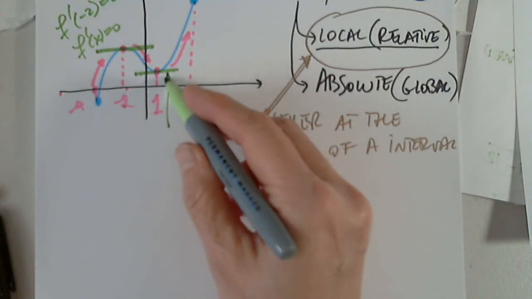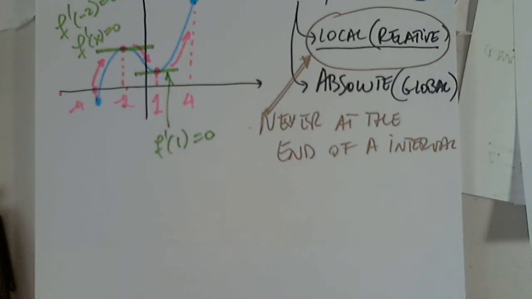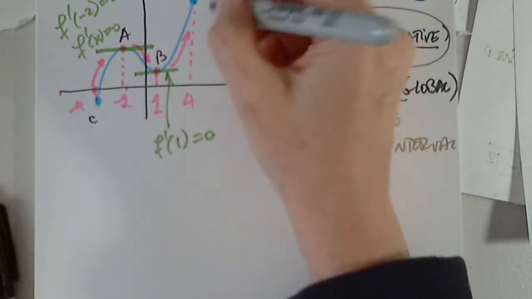And also here, f prime of 1 is 0, because of the horizontal tangent. Okay. I'm going to give some names because it will be easier for me to refer to them. So I'm going to call this point A. I'm going to call this point B. Let's say this is C and this is D.